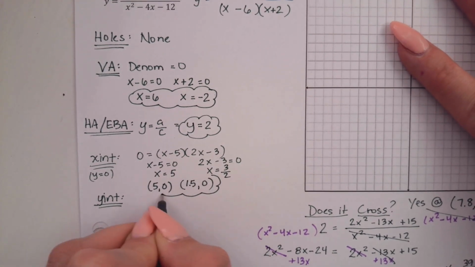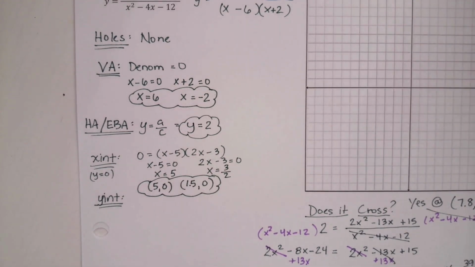We're going to have plenty of points to graph on this, which is good because if you have 2 vertical asymptotes, you're going to have 3 branches.